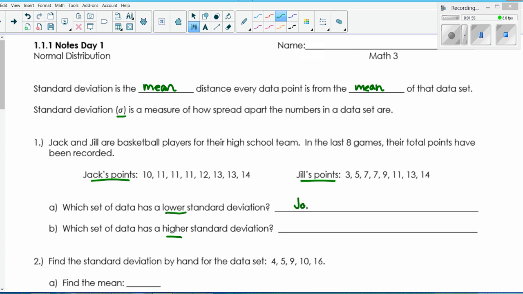So Jack, I'm going to say less spread out. Actually, I'm going to say more consistent. And then Jill's will have the higher standard deviation because hers is less consistent. Or you could also say spread out.